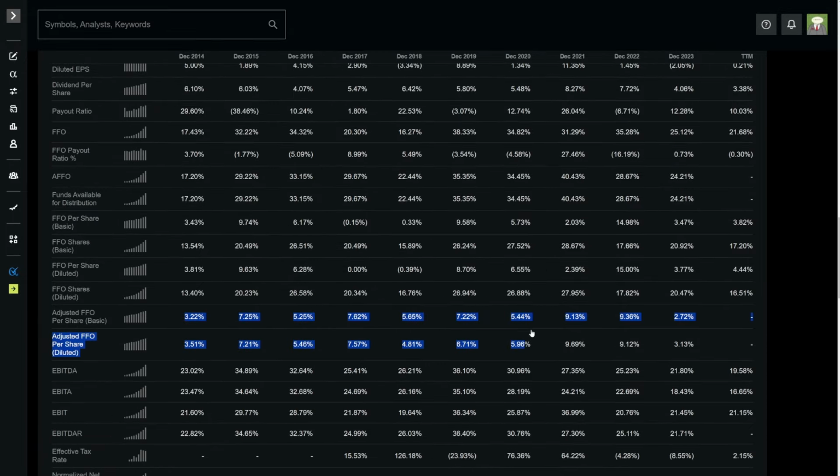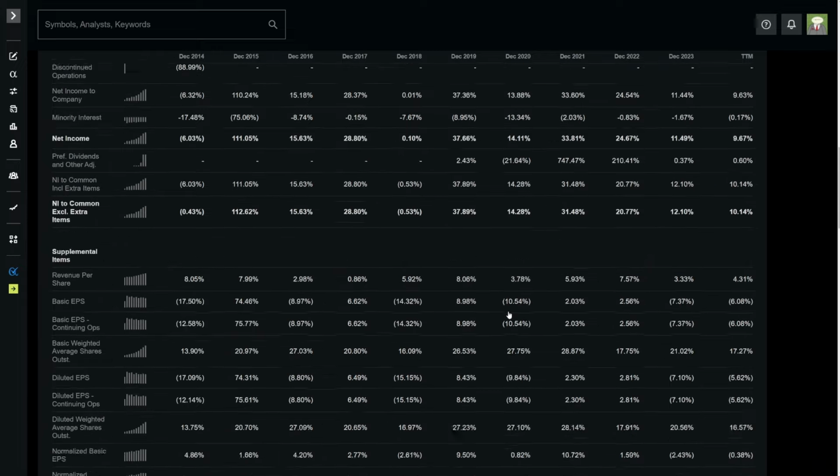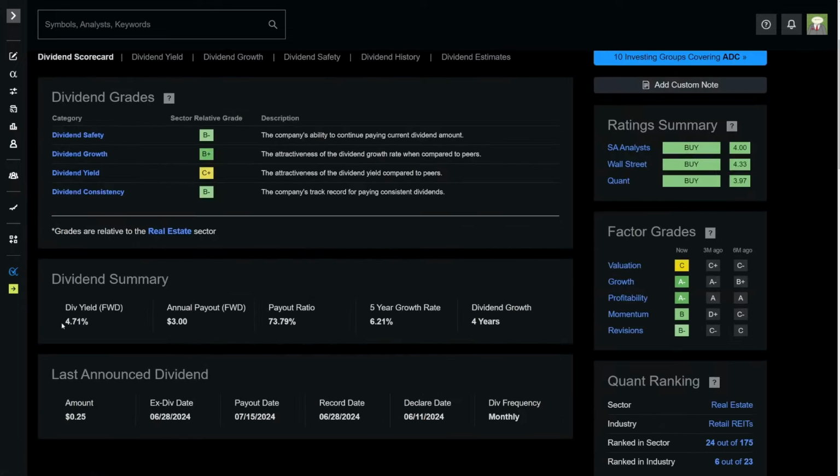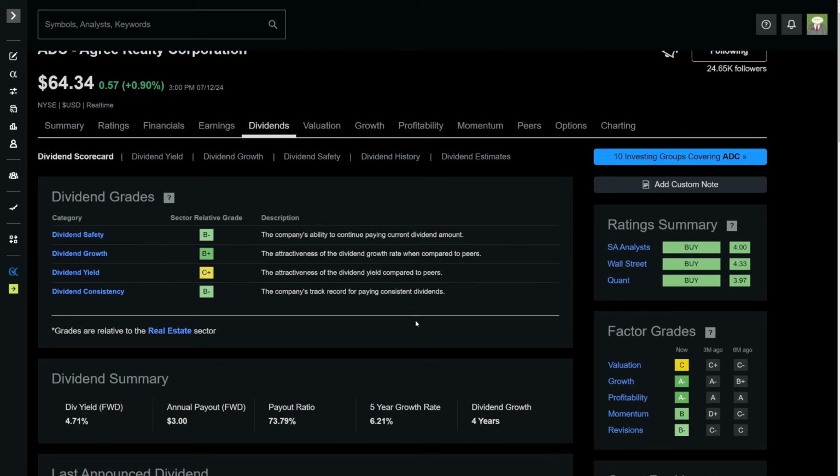Adjusted funds from operations, look at this fast growth, 9% some years, obviously using debt to fund. But when rate cuts happen, ADC is going to keep growing, in my opinion, in the mid single digits rate. And combine this with the dividend that ADC offers. They offer a 4.71% dividend, which is not bad at all. And a 5-year growth rate of 6.21%, outpacing inflation.